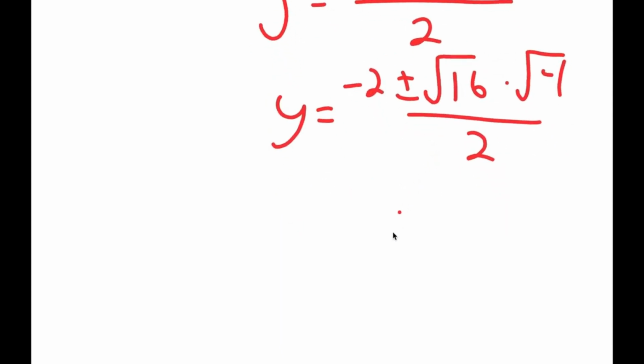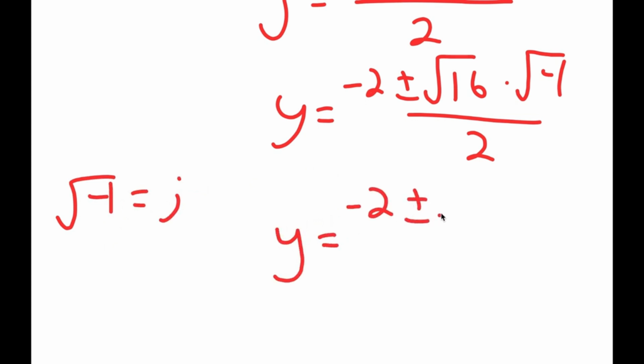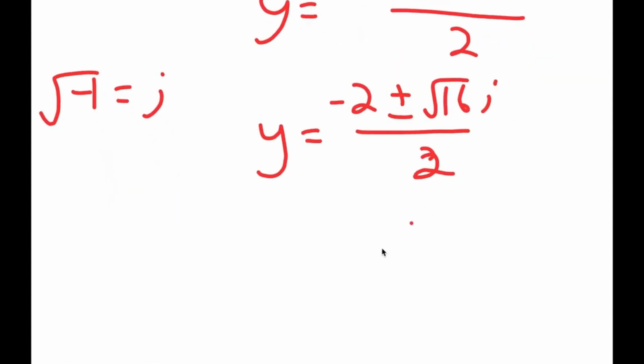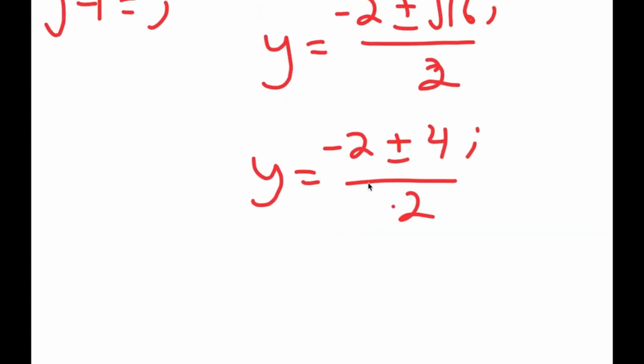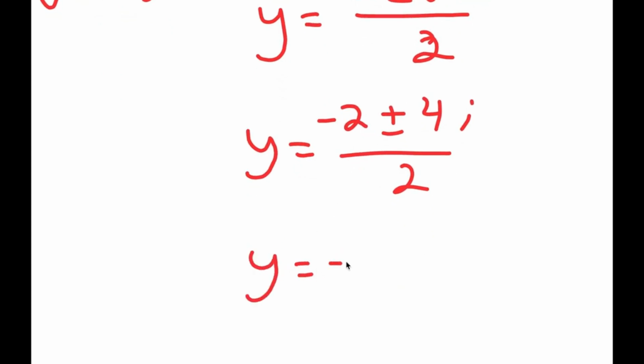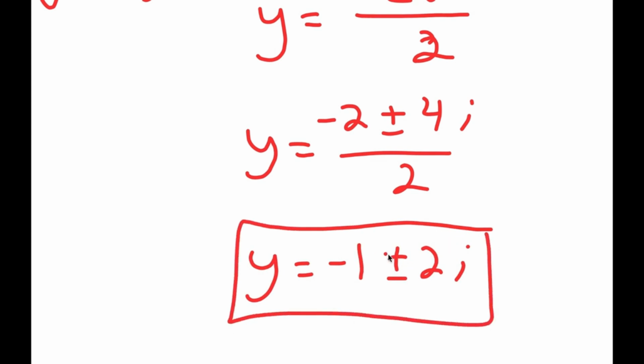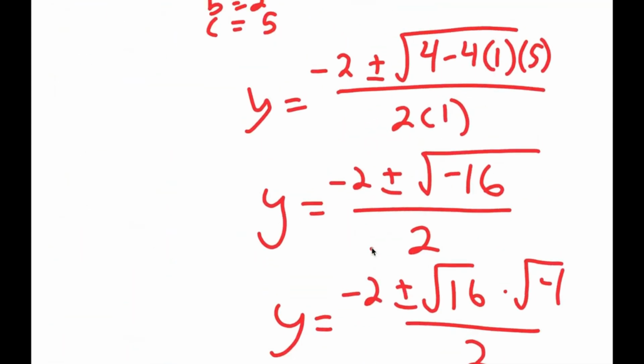And the square root of negative 1, if you guys already know, is the same thing as i. So the square root of negative 1 is equal to the imaginary number i. So this is equal to negative 2 plus or minus the square root of 16 times i over 2. And now the square root of 16 is equal to 4. So I get y is equal to negative 2 plus or minus 4i over 2. And now if I divide this by 2, I get y equals negative 1 plus or minus 2i. So these are two more solutions of y.